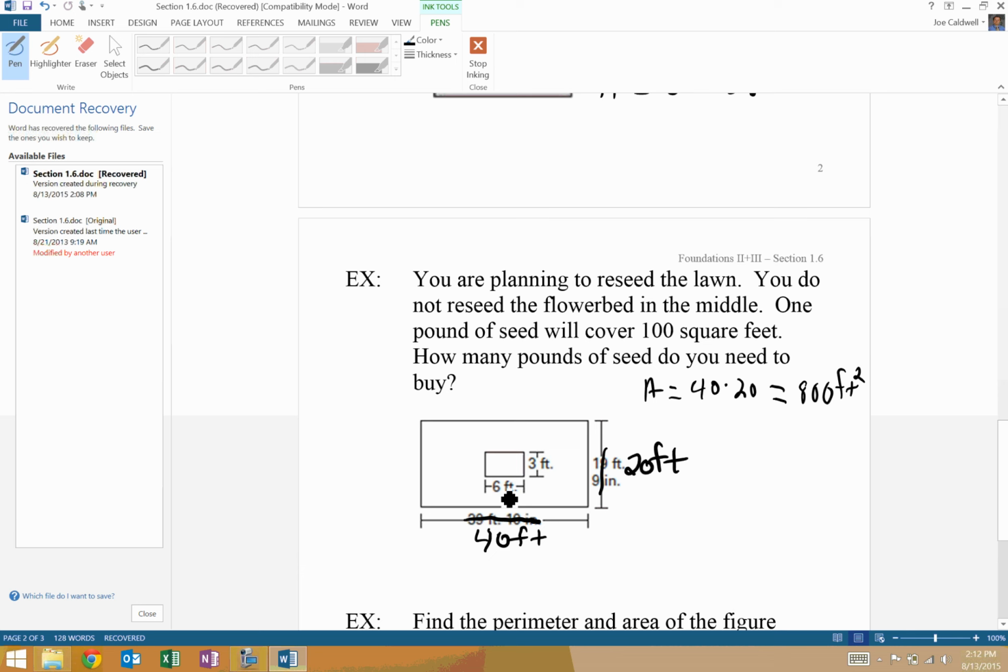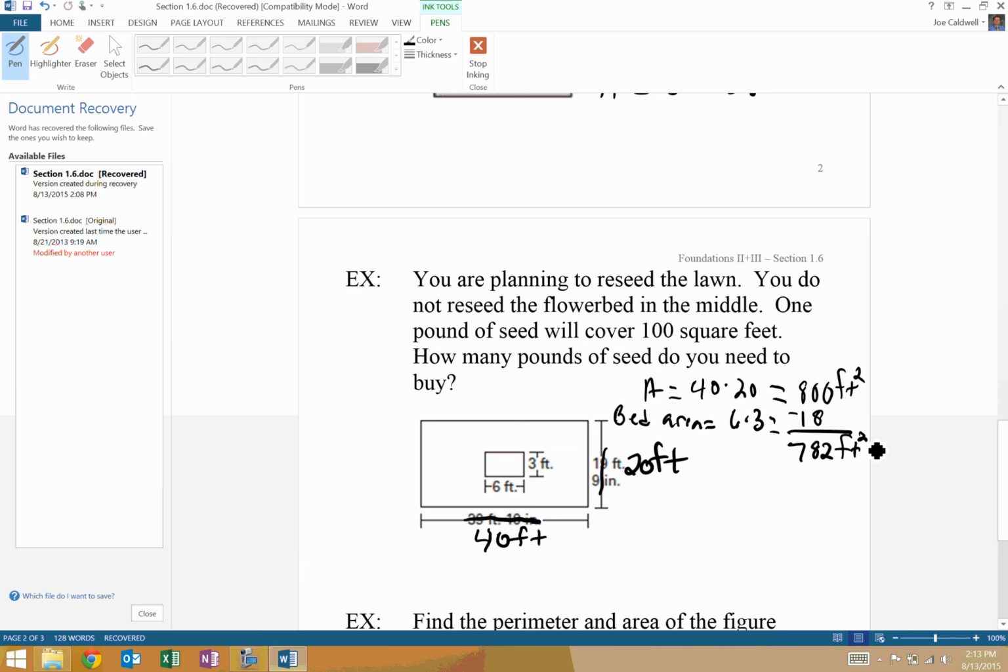We need to take out the flower bed. So the flower bed area is 6 times 3, which is 18. So we need to take that out of there because we don't want to count it. And so that's going to give us 782 feet squared of actual grass seed.